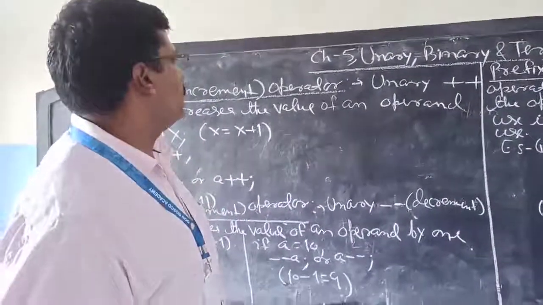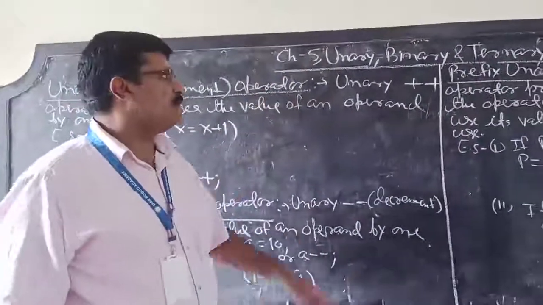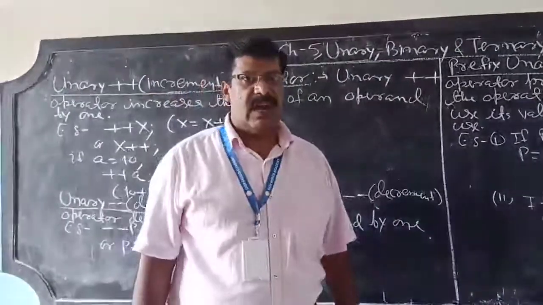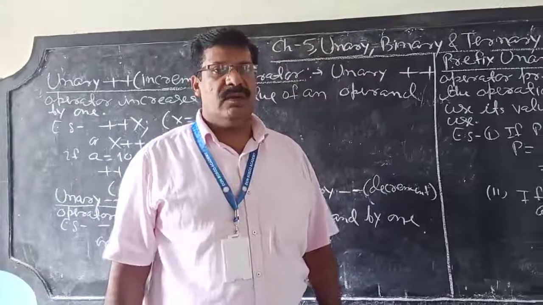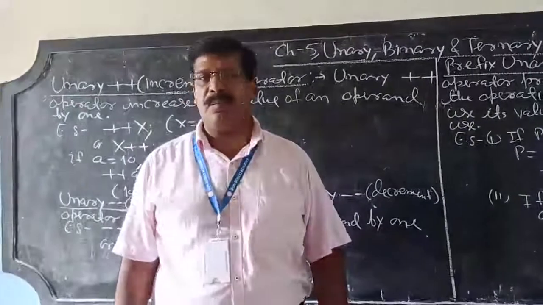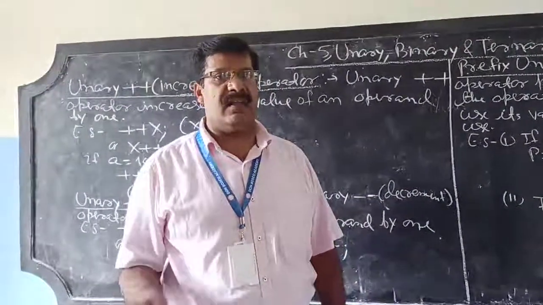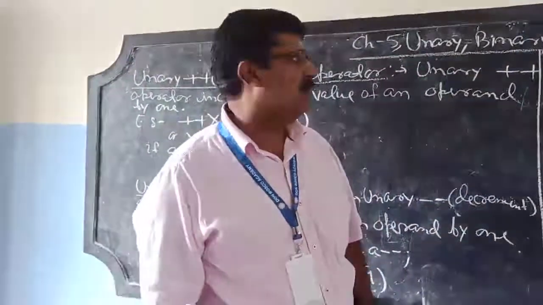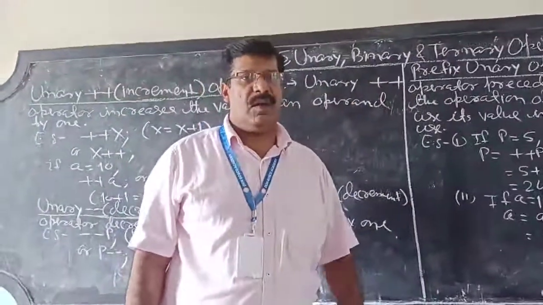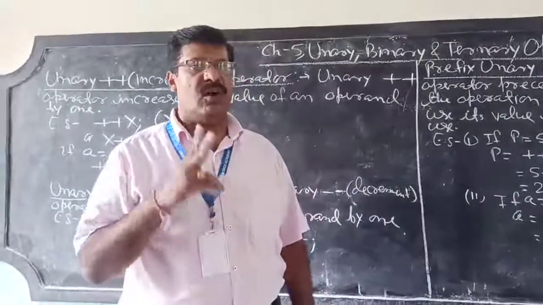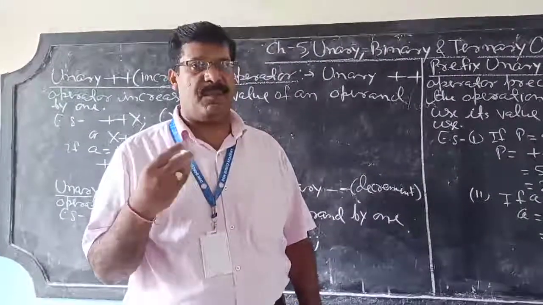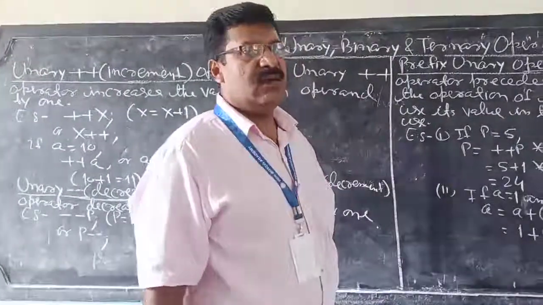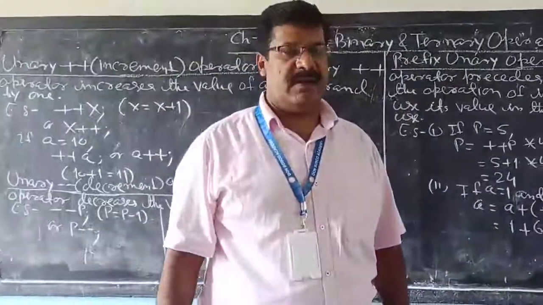In our last class we started chapter 5, unary, binary and ternary operators. In the last class I taught you that unary operators are plus plus and minus minus, and these operators work with a single operand. Binary operators, we have studied, work on two operands, like a plus b, 5 plus 7. And ternary operators work with three operands.